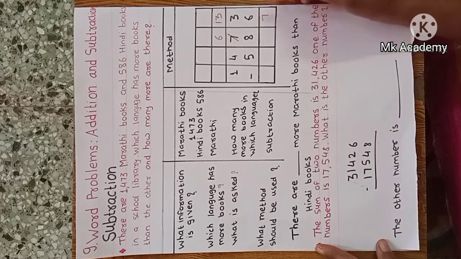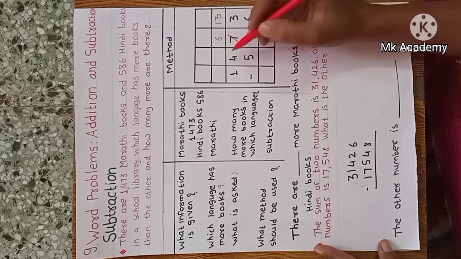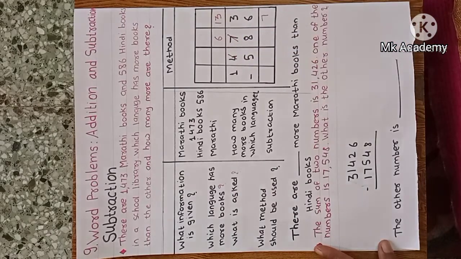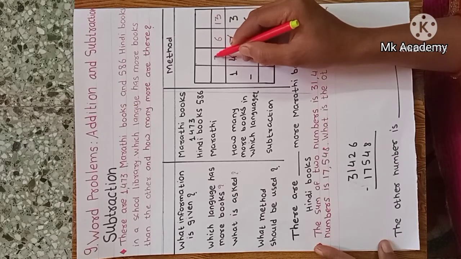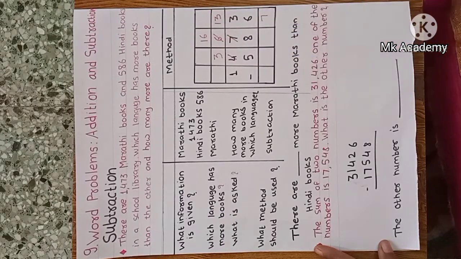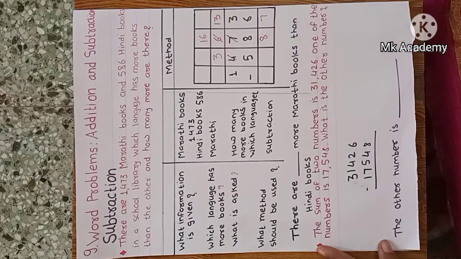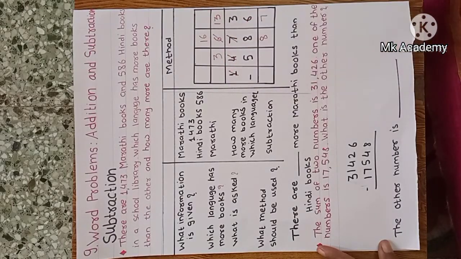7. Now 6 minus 8, this is not possible. Then we can borrow from this 4. We can borrow 100 from this 400. Then how many hundreds remaining here? 300, and here we get 16 tens. Now 16 tens minus 8, we get 8. Now 3 minus 5, no, we can borrow from this 1000.